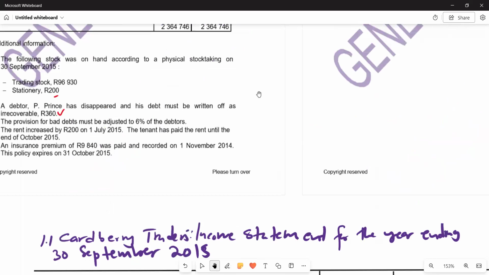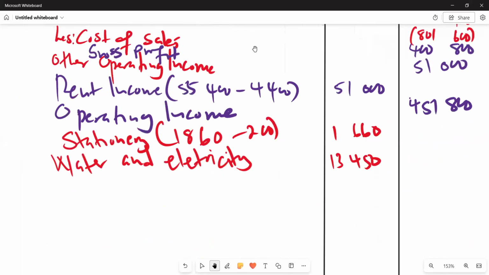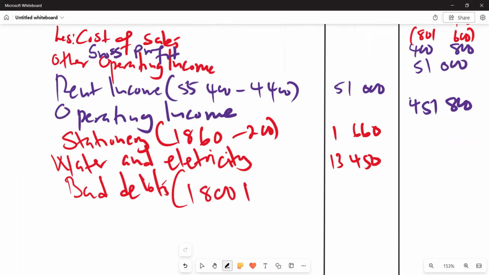So we go there and summarize as such. We are saying bad debts: 1,800, and then we add 360. If you calculate it like that, you're going to get your 2,160.